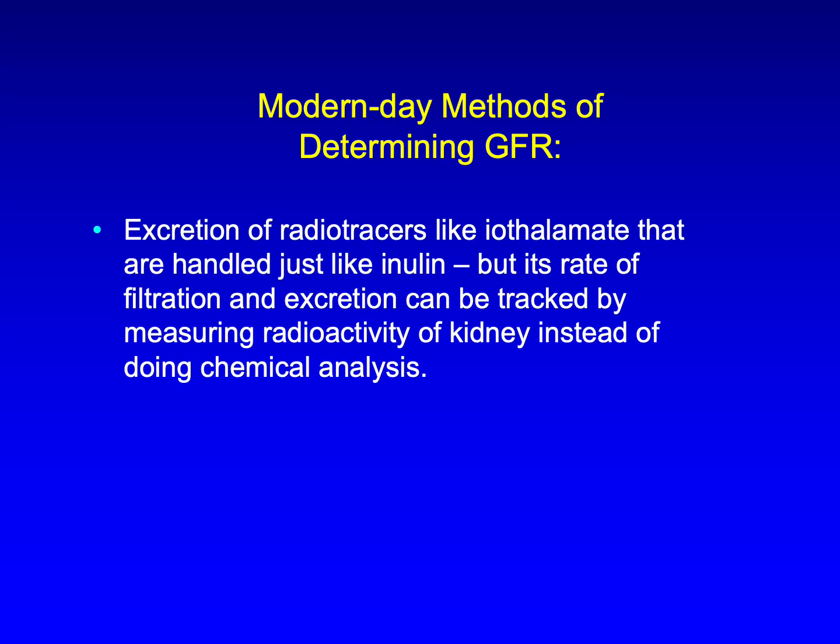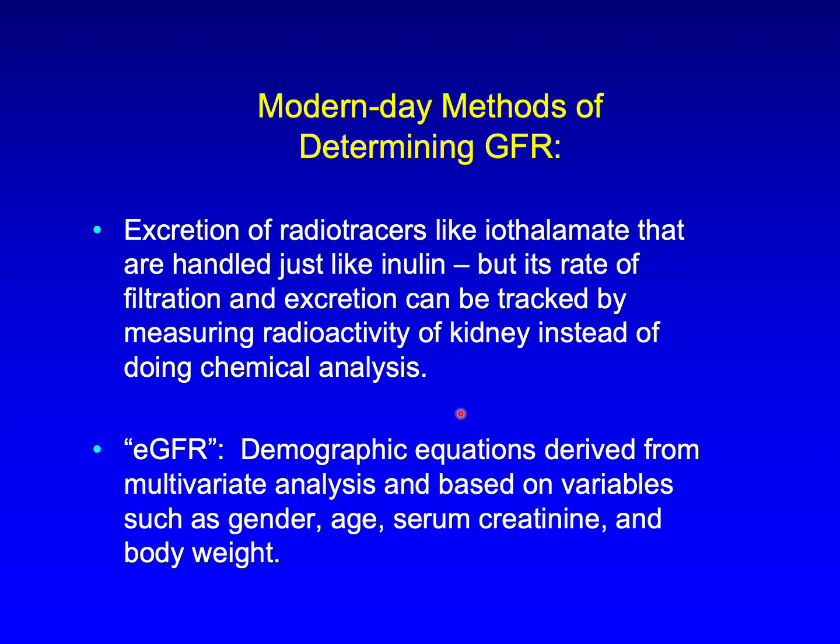But these days, the most accurate way to determine GFR is through a radiotracer like iothalamate that's handled like inulin. Its rate of filtration and excretion can be tracked by measuring radioactivity over the kidney and the rate at which it decreases as urine is made and excreted, instead of having to do multiple chemical analyses.